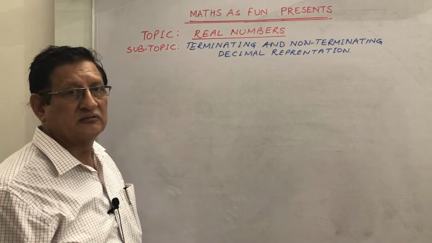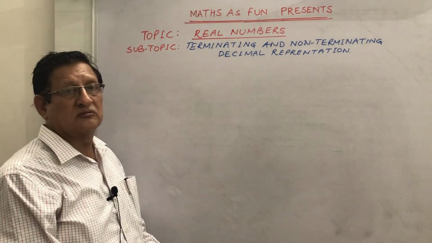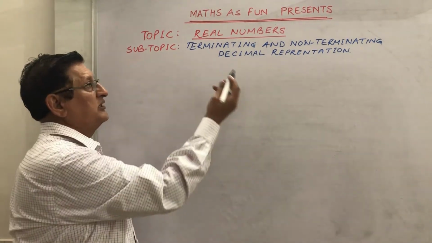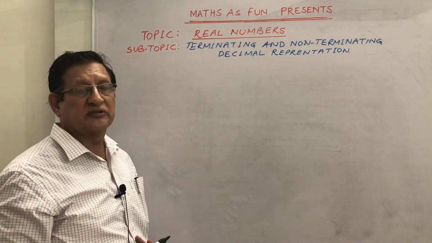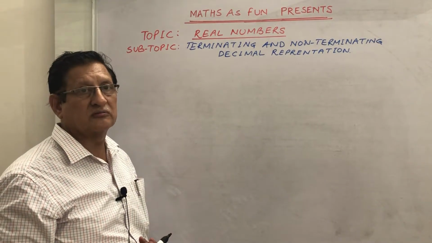Hello everyone. Today we are going to learn about terminating and non-terminating decimal representation of the rational numbers.